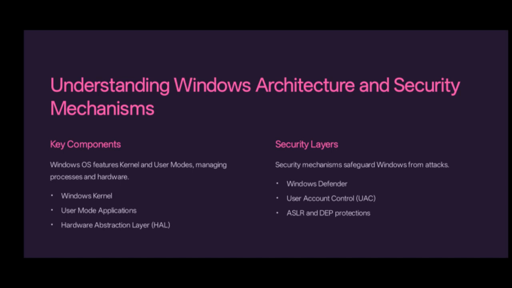Part 5, Access Control and Auditing. 5.1 User Rights Assignment. Defined via local security policy or group policy, user rights include: log on locally, access this computer from the network, shut down the system.